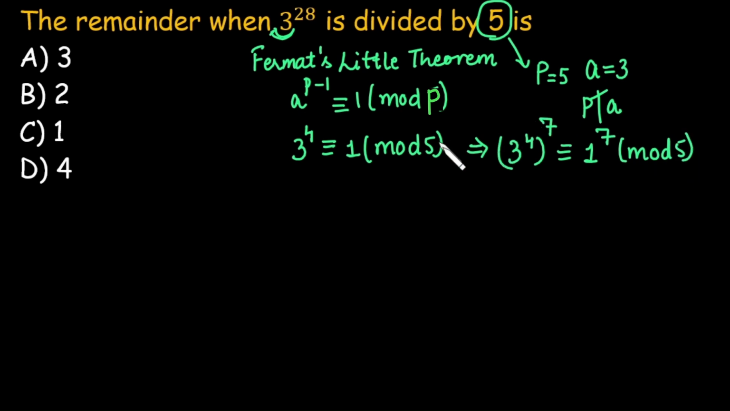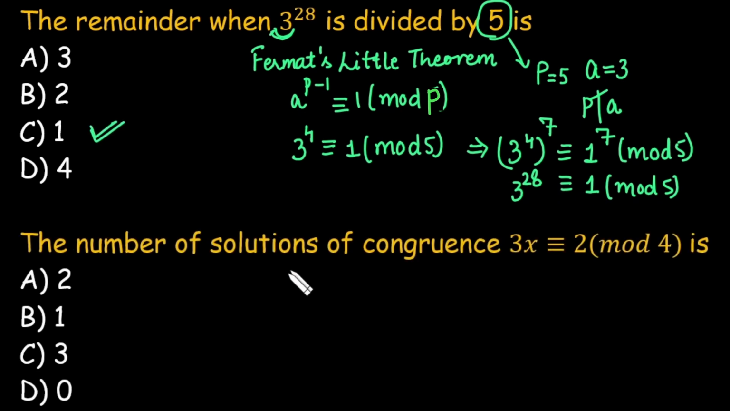On the left side, we have 3 raised to power 28. On the right hand side, it is 1 raised to power 7, that is equal to 1. From here, we have this congruence result, which indicates that 3 raised to power 28 when divided by 5, the remainder is 1. Next, what is the number of solutions of the congruency?